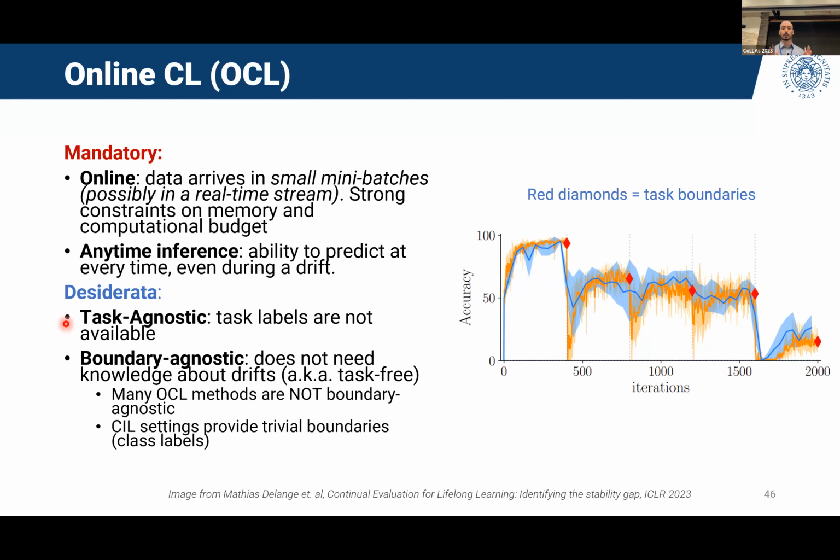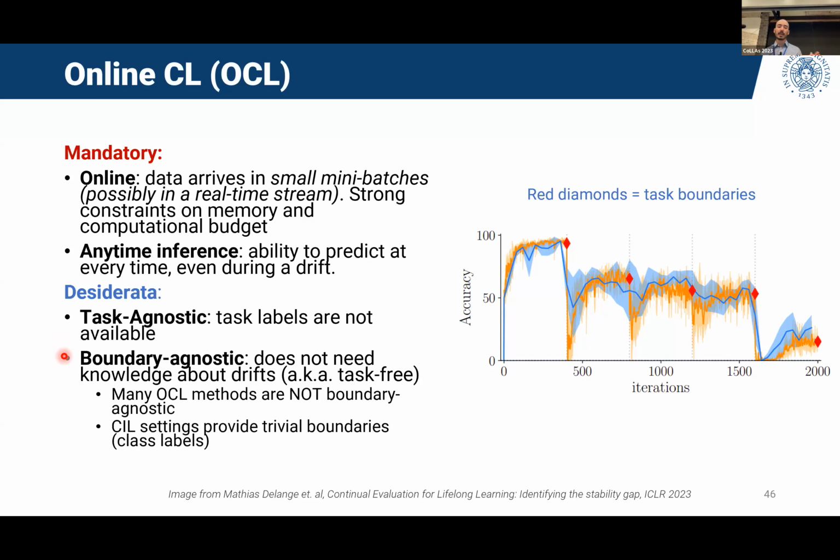And then we have desiderata. First, we want methods that are often task agnostic, so they don't need task labels to discriminate between the different tasks. We just have one large task that must be solved. And then the property of being boundary agnostic, so the methods should not assume knowledge about when the drift happens. This is called task-free in the literature.